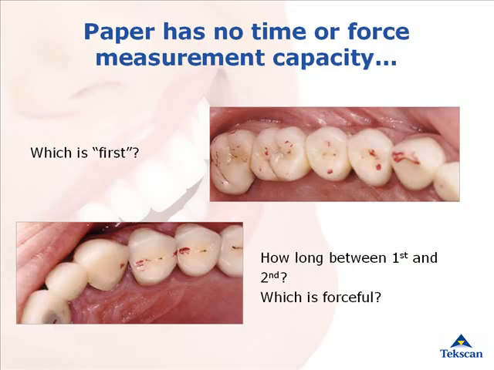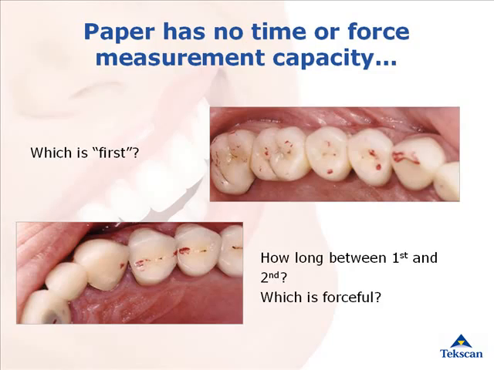The typical means of looking at occlusion, such as articulating paper, paste, wax, and foil, do not provide you with any information on timing and force of occlusal contacts. The T-Scan provides you with a dynamic movie of your patient's occlusion.